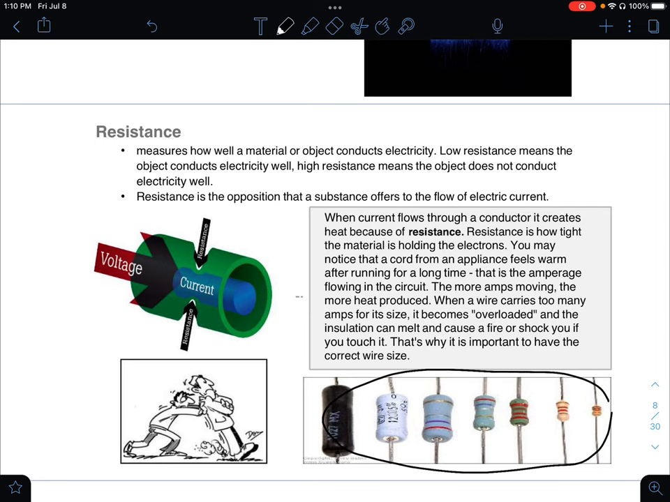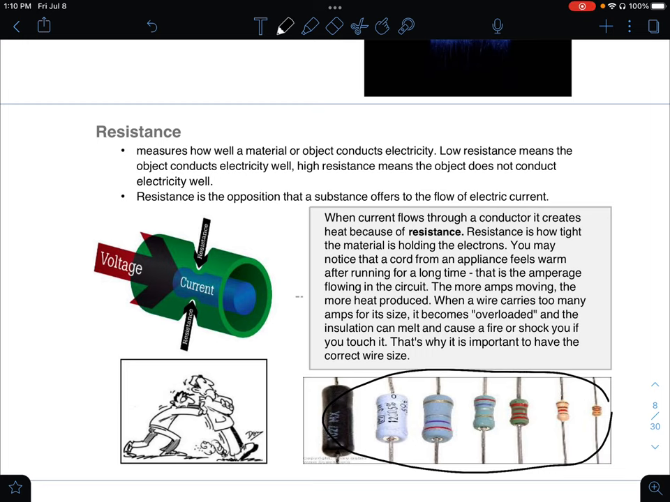So, resistance is the opposition that a substance offers to the flow of electric current. Okay, so when the electric current flows through a conductor, it creates heat because of resistance. So resistance is how tightly the material is holding the electrons. So you may notice that a cord from an appliance feels warm, right? So sometimes you feel that.